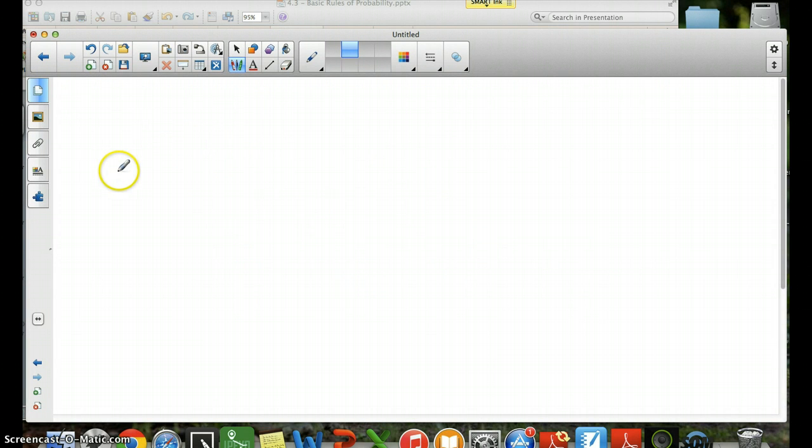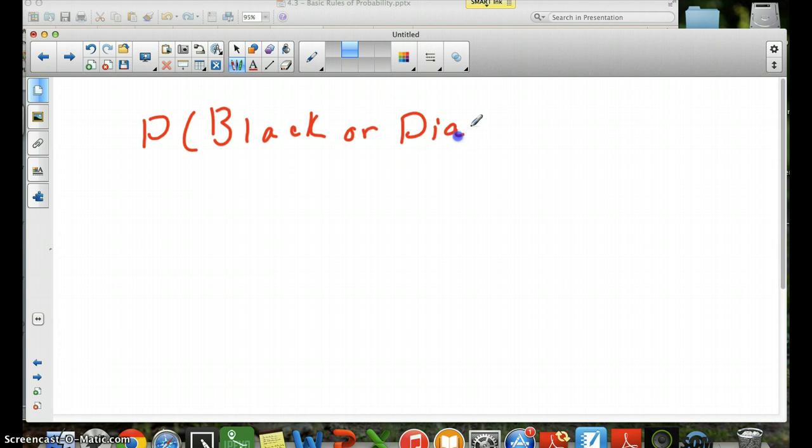Okay, so maybe a little bit more complicated would be something like a deck of cards. In a deck of cards, the probability of drawing a black card or let's say a diamond. In a deck of cards, you have 13 spades and 13 clubs that are black, so that's 26 out of your 52, okay?